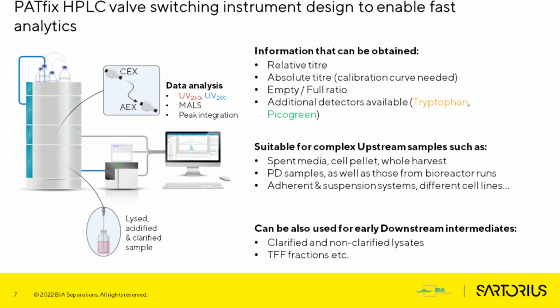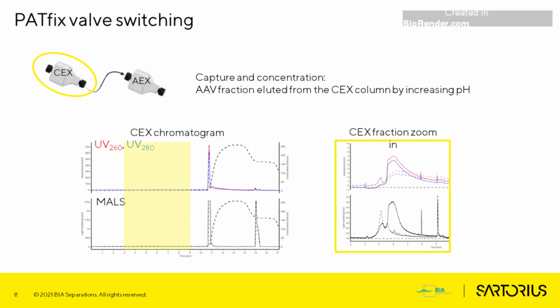This approach, since it consists of two columns, one of them serving for pre-purification and the other for analytics, is suitable for all complex samples, not only from upstream, but also from early, midstream, and downstream samples. That includes any kind of spent media, lysed cell pellet, whole harvest, and so on. So here is how it works.